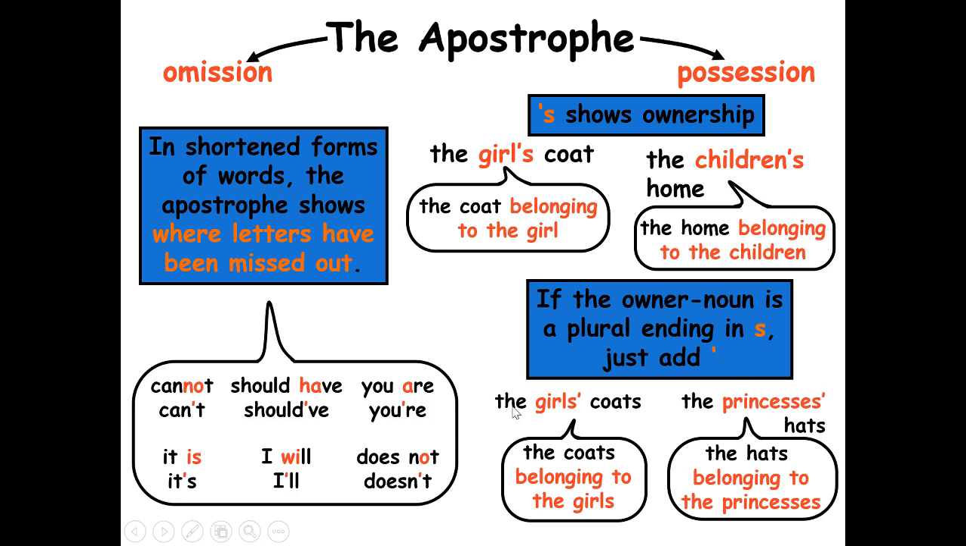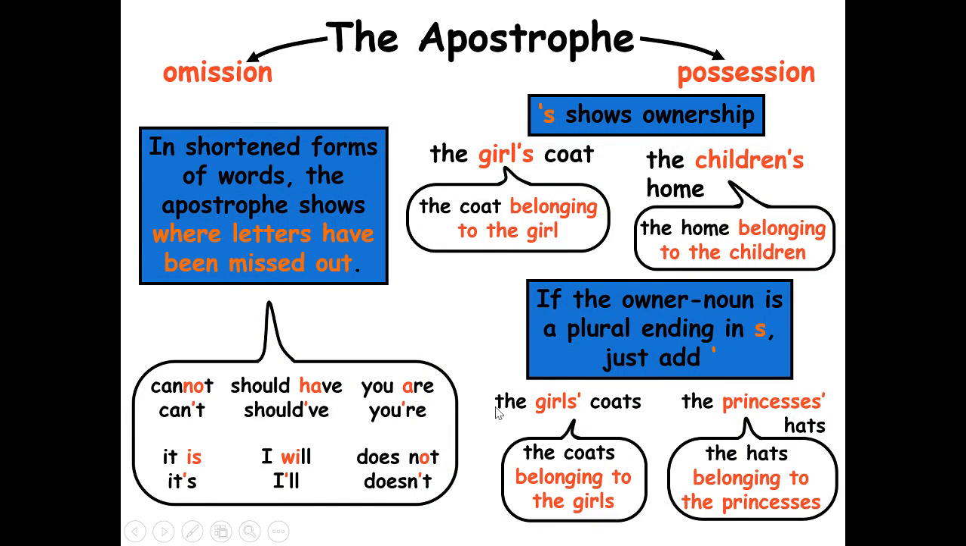Now here, in the girls' coats, in this phrase, girls is the plural form of girl. So it is girls, and now if you want to show possession, you have to use apostrophe at the end of the word. The coats belonging to the girls. And now, since the owner is plural, the object has become plural also, coats. The princesses' hats. The hats belonging to the princesses. Okay, I hope you have understood this part. It's quite confusing, apostrophe. Okay.